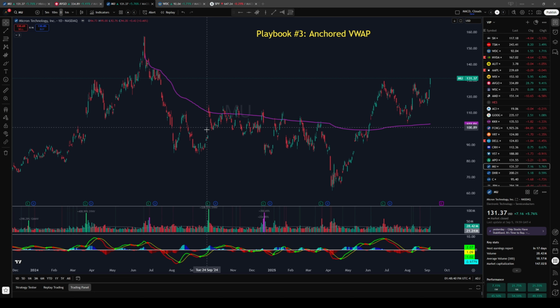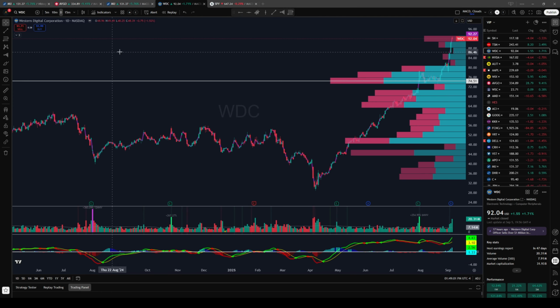As you can see, it would jump above this VWAP and come back down, jump above, come back down. Tons of selling because everyone who bought up here was saying, just get me out, get me out, get me out. We jump over here to something like Western Digital.